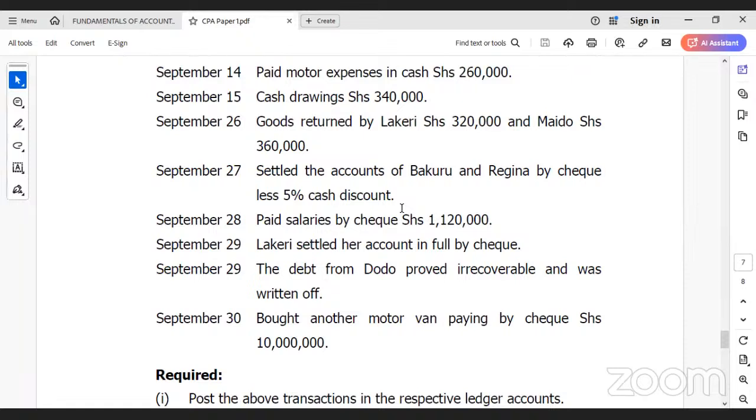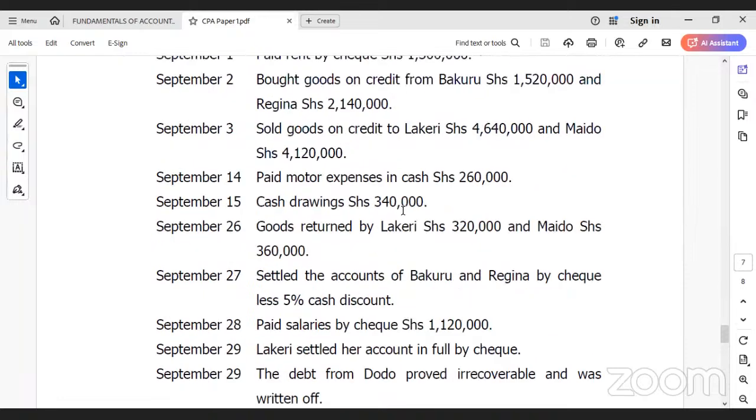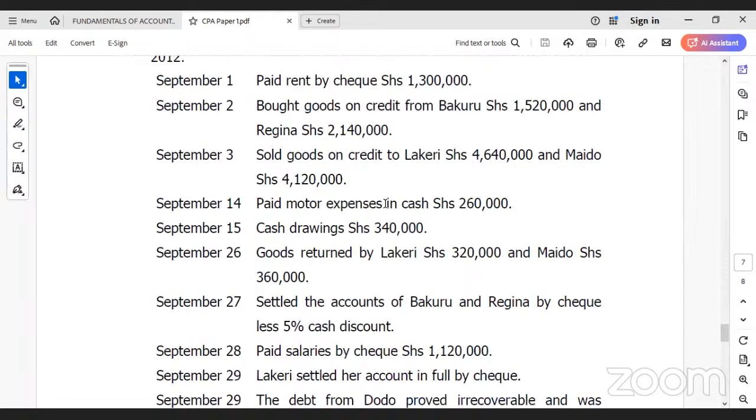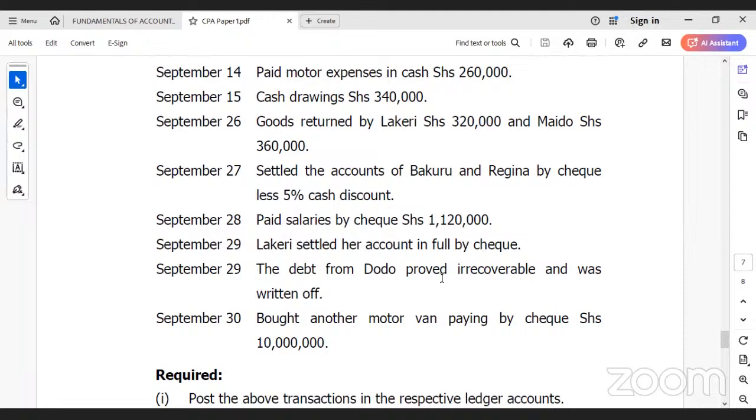Post the above transactions in the respective ledger accounts. Now, these are the transactions which we have. These are the transactions that transpired in the month of September 2012. And now we have been required to post the above transactions in the respective ledger accounts.